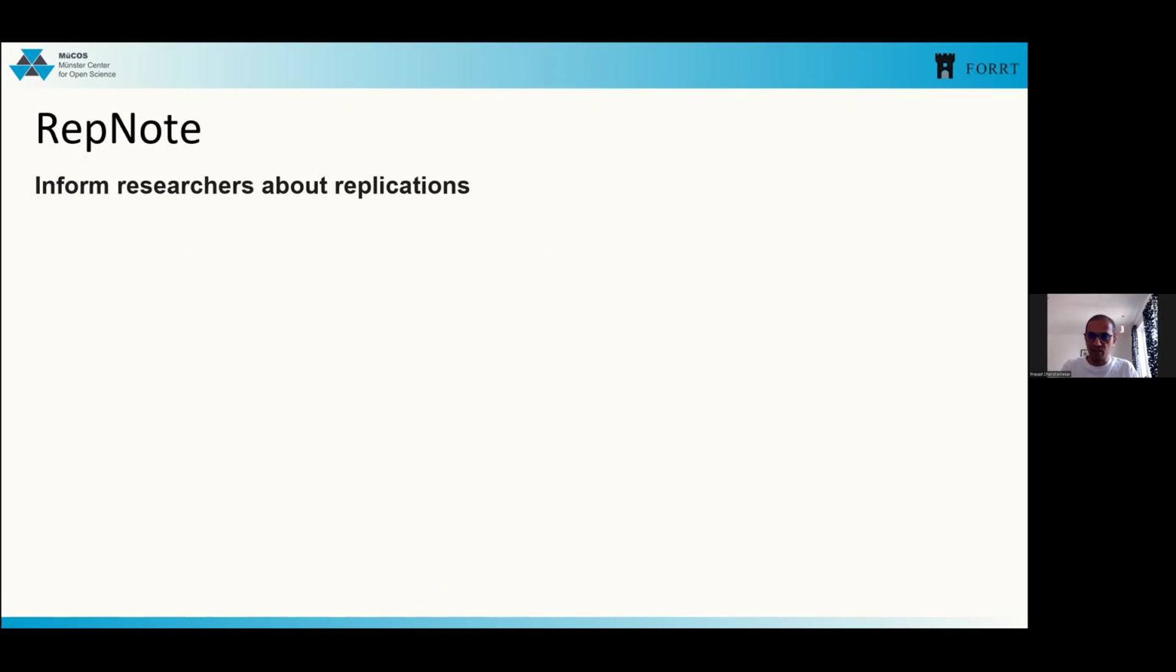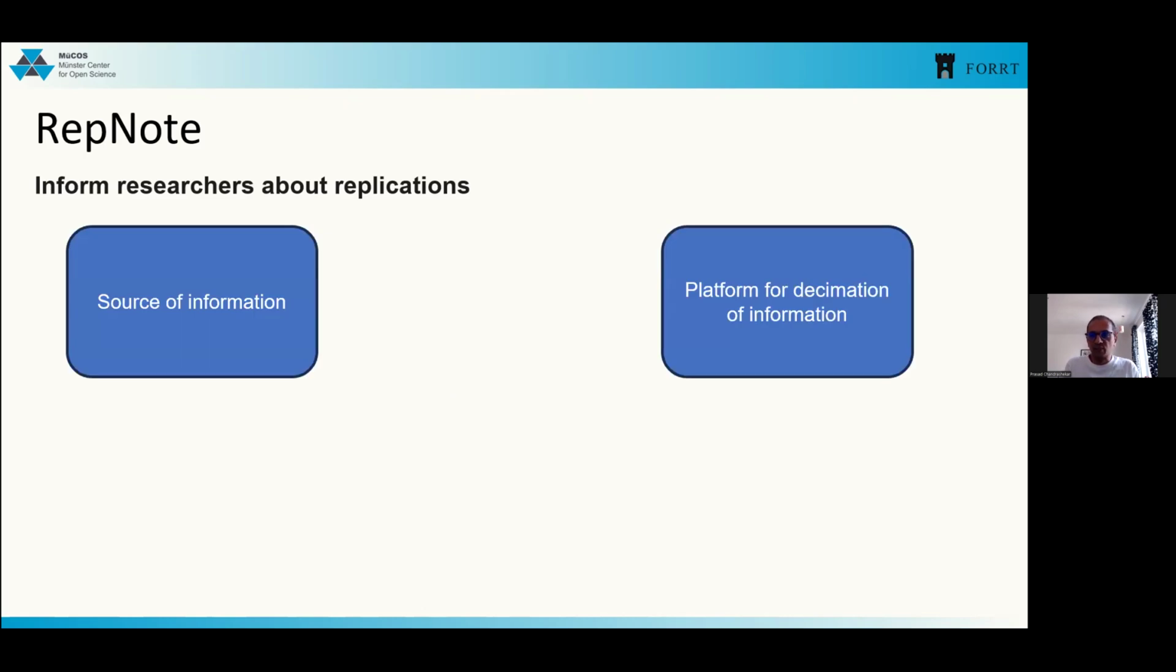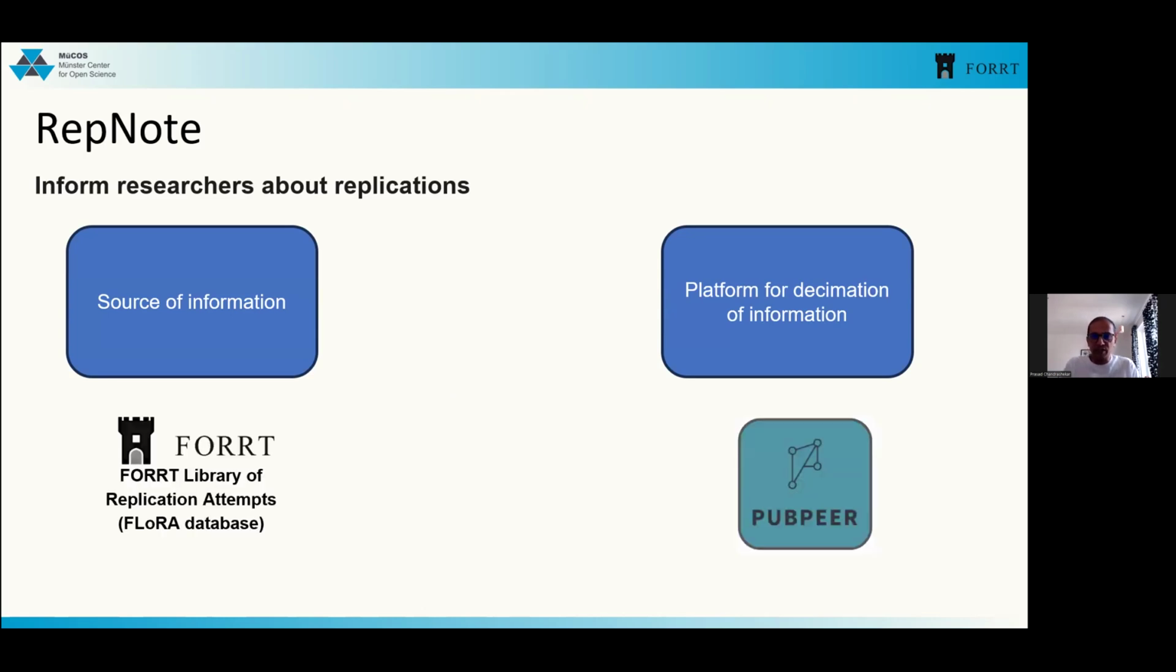When we say researchers, it could be anybody interested in reading about a certain effect or paper, or it could be researchers who've done the original studies for which replications exist. So for dissemination, we need two parts: a source of information, and a platform where you can disseminate information. For the source, Luke described it very well in the first part of the session.